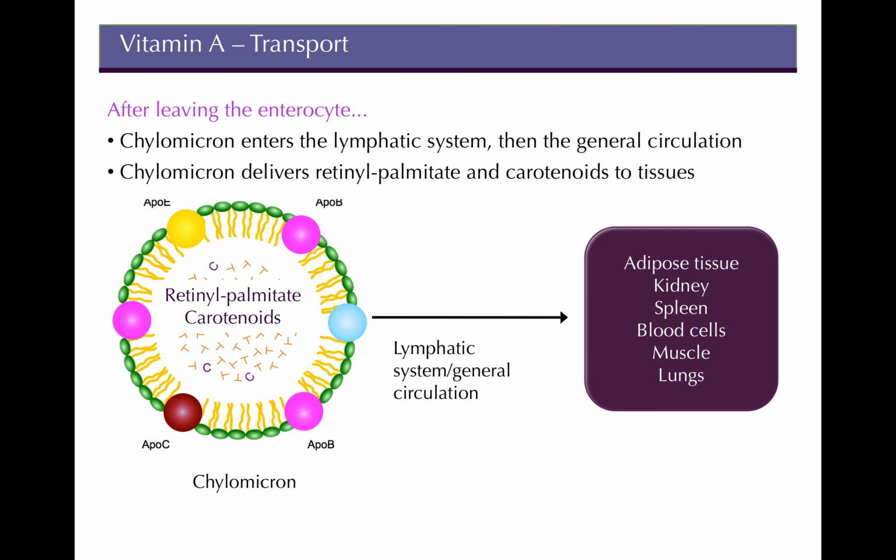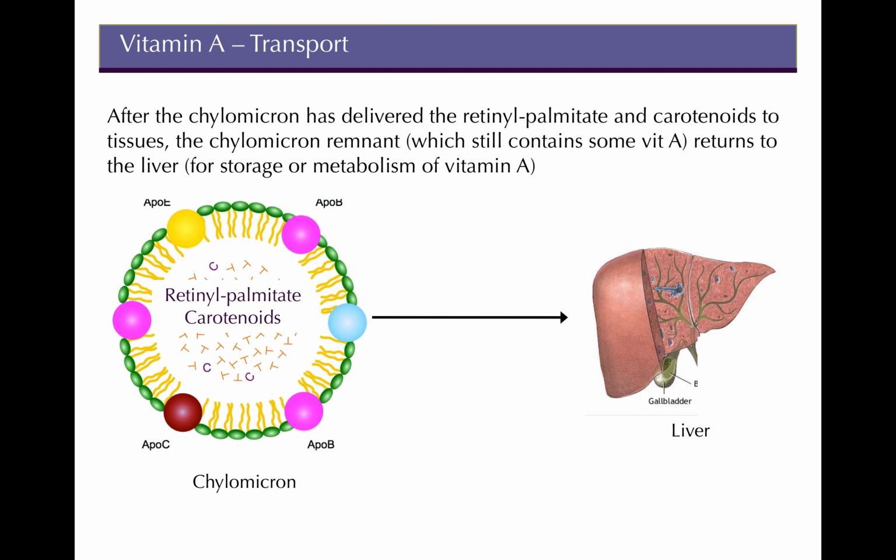So after leaving the enterocyte, the chylomicrons enter the lymphatic system and then the general circulation. And their purpose is really to deliver the retinol palmitate and the carotenoids to tissues. So they deliver it pretty much all over the body. So retinol palmitate and the carotenoids were the two major things we ended up with. And then after it's floated around the body, distributing these things to different tissues, small amounts of it, so the chylomicron remnant, which still contains a little bit of vitamin A, will return to the liver for storage and metabolism of vitamin A.